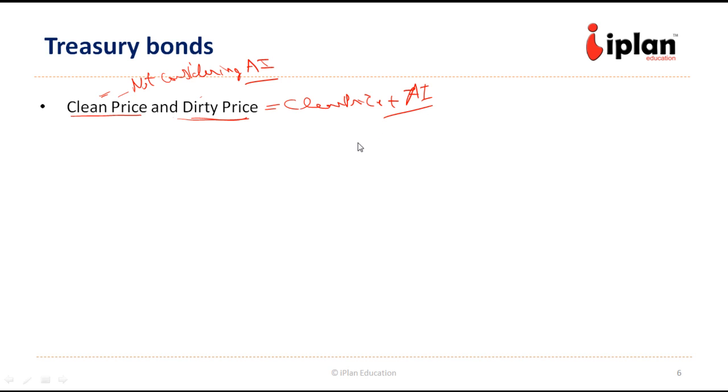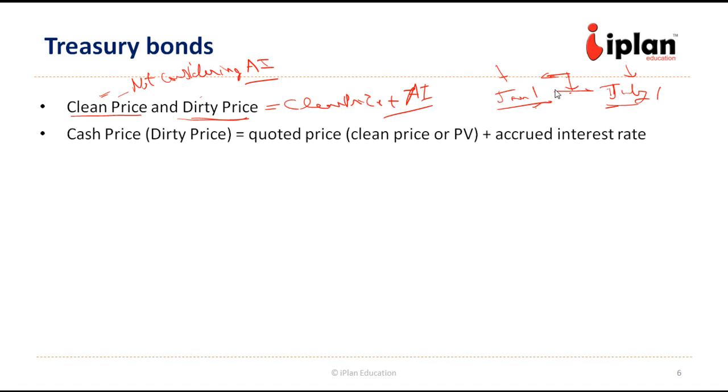Since there might be trading on a day where the coupon is not being paid, suppose the coupon is paid on January 1st and say June 1st or July 1st. So these are the days where coupon is paid, but it might be trading at some other day between them. So we need to understand what is the accrued interest till that point. As we have already seen, the cash price or the dirty price is the quoted price, which is nothing but the clean price, or the present value of the bond, plus accrued interest. So when we say cash price, we talk about both clean price and accrued interest. So dirty price includes both.